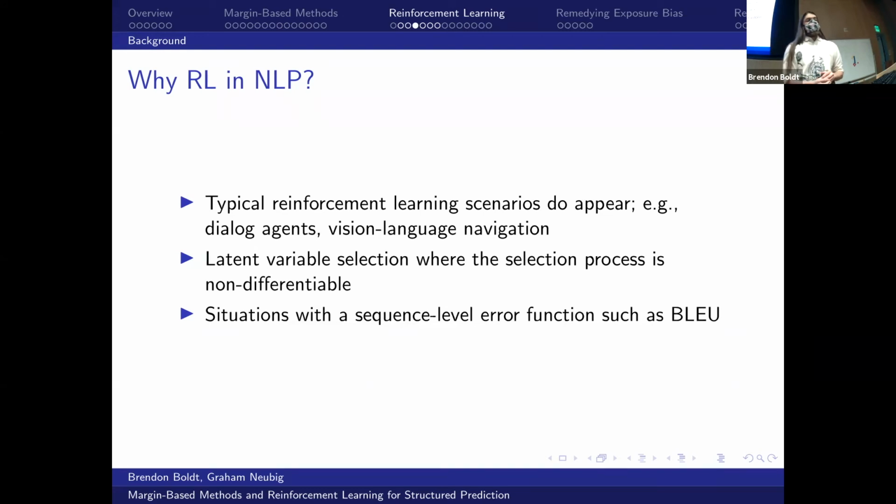We might have models which have latent variables which need to be selected in a non-differentiable way for training. If this is the case, then you're not going to be able to use backpropagation to calculate your gradients. You're going to need to figure out these things using reinforcement learning. In the situation that we're going to talk most about today, you want to use something like a sequence level error function, such as BLEU. Since BLEU is not differentiable, you're going to use reinforcement learning to get around this non-differentiability.